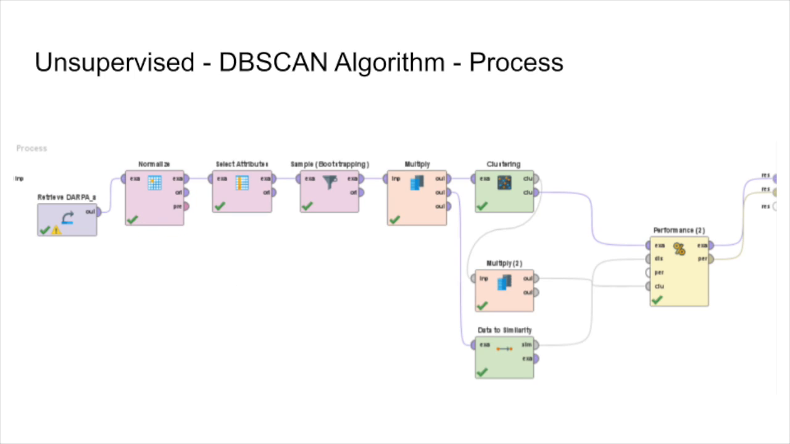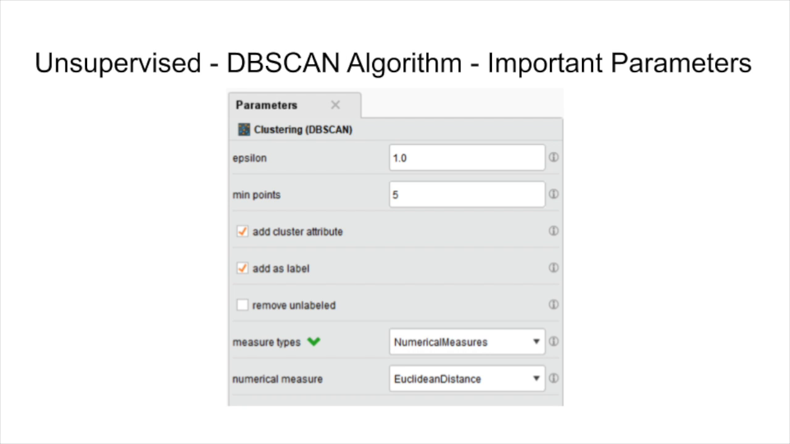Now we have the dbScan algorithm. For this process and for the next, I was unable to get performance testing to work aside from the cluster density performance testing block, which required the extra blocks in the process, like the data to similarity block, to actually see how the algorithm performed. For this process, we needed to update the dbScan algorithm to use numerical measure for the measure type, which forces us to use Euclidean distance.